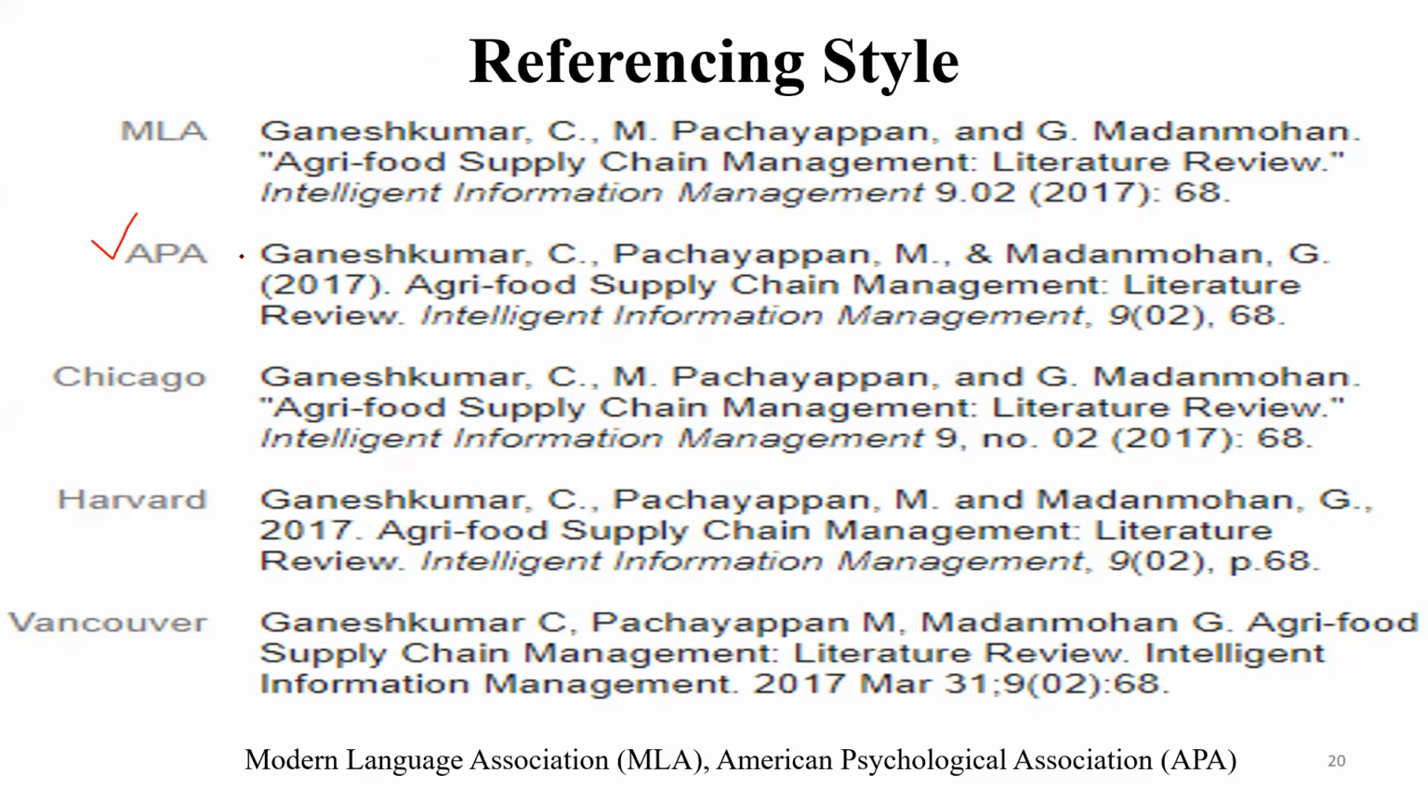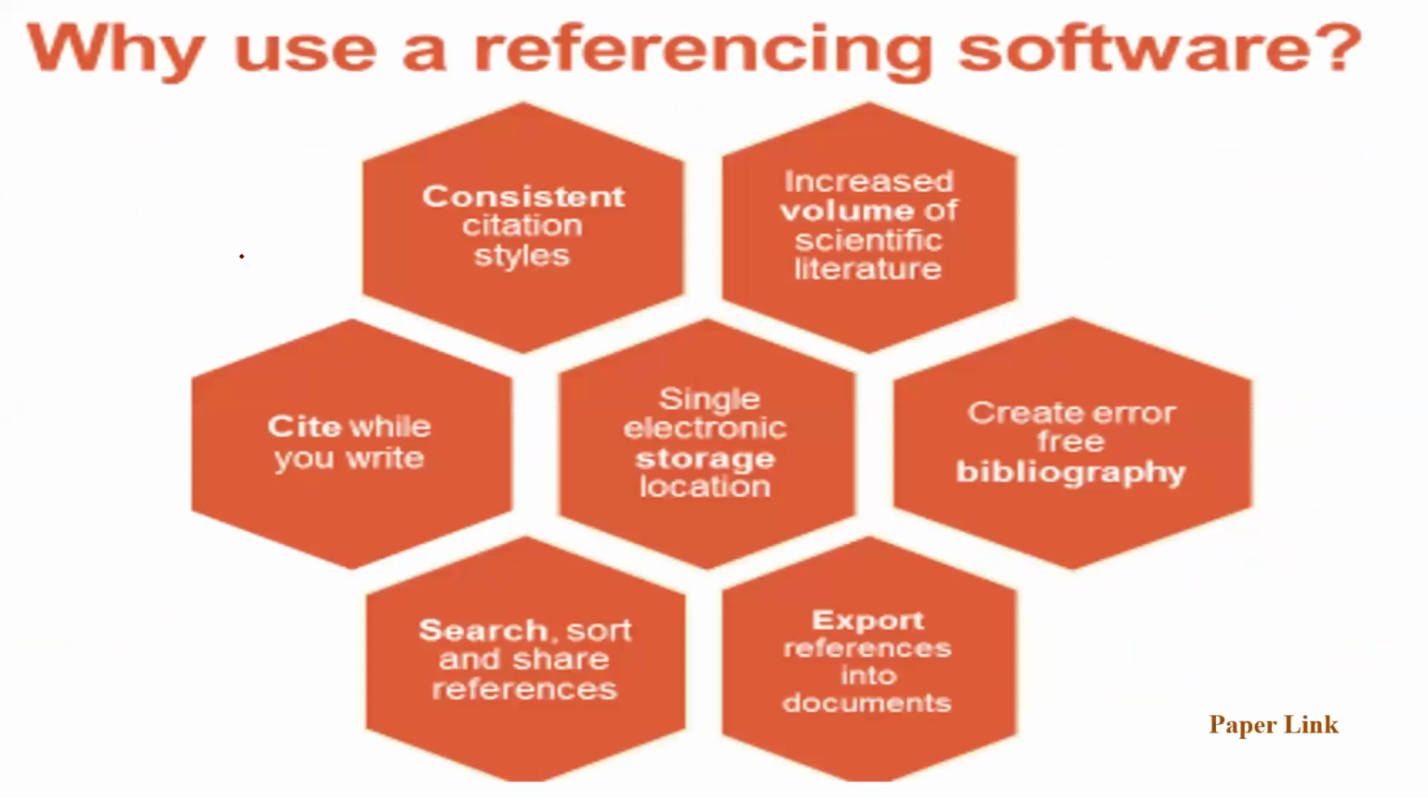I will teach you in Mendeley. Why do we use reference management software during literature review? So we can create an error-free bibliography. If you type manually, sometimes you can miss a comma or bracket. To avoid manual formatting of references in APA or any style, you can use it. For example, if you want to convert from APA to IEEE, within one click you can convert one format to another. You can search and share, you can cite while writing itself, and the style stays consistent.